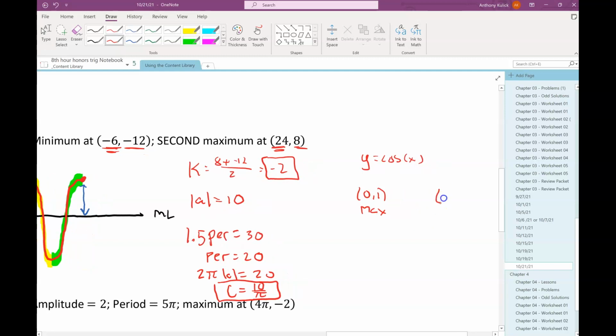Okay. So 24, 8, which is the maximum. So we've chosen cosine. Because we're going max to max, what does that tell me about A? Very good, it's positive. If I had chosen the minimum, then A would have to be negative. And the H is what? 24. As long as that x-coordinate is 0 on the parent, the x-coordinate from the transformed function is going to be my H.